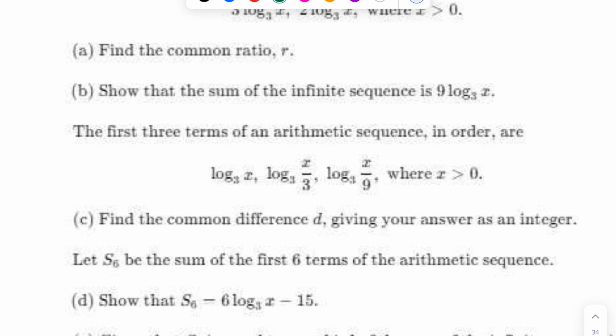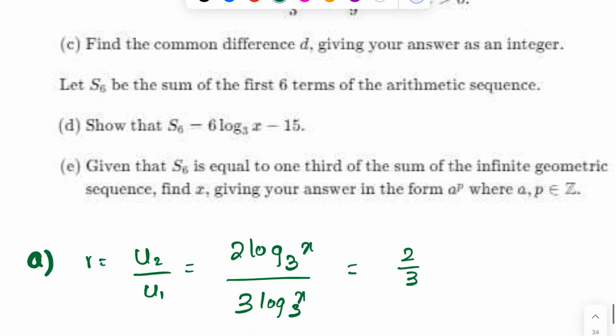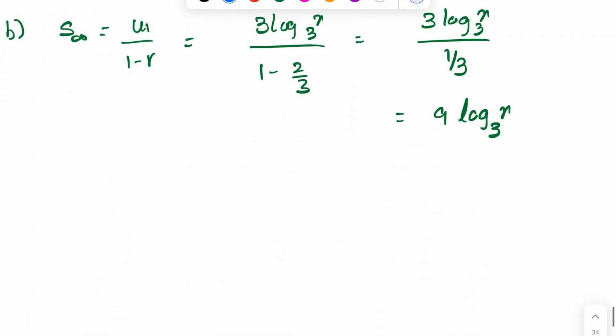Now the first three terms of an arithmetic sequence are given. Find the common difference, giving your answer as an integer. So for part C, the common difference is the second term minus the first term. So what is the second term?